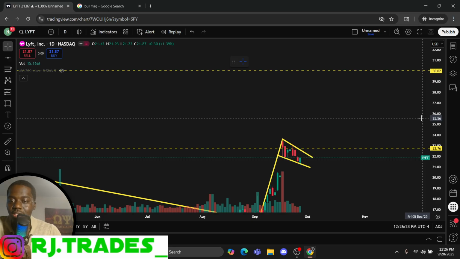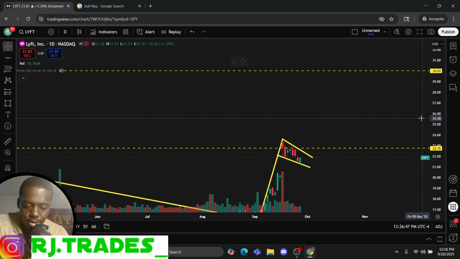So this $8 move on Lyft with $500 is probably going to be equivalent to a, I don't know, $60, $70, $80 move on Tesla with $500. You have to say, okay, is this a lot for this stock? Is $8 a lot for Lyft? Yes.